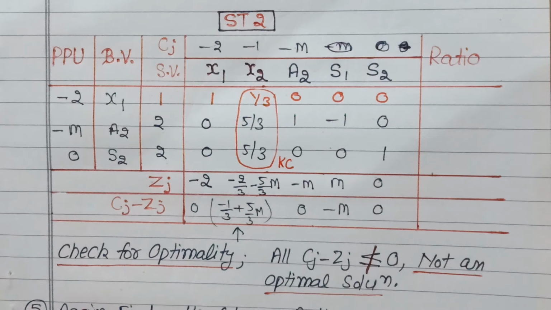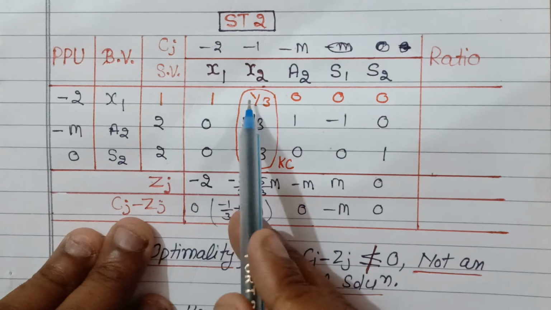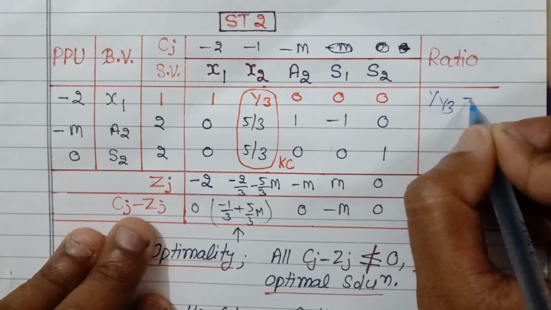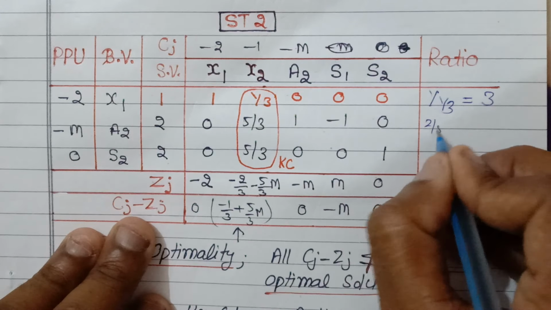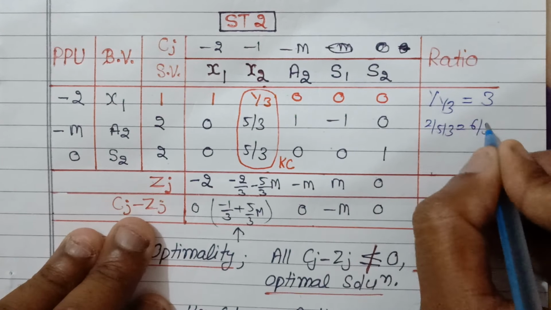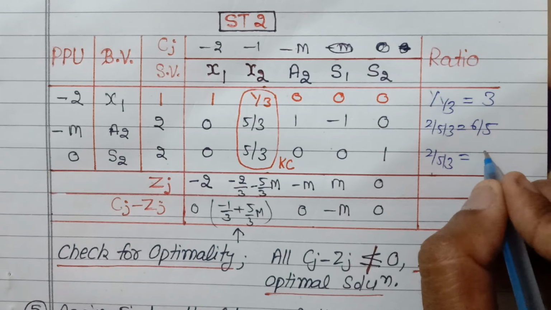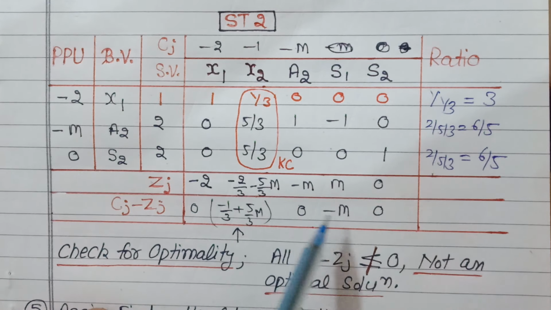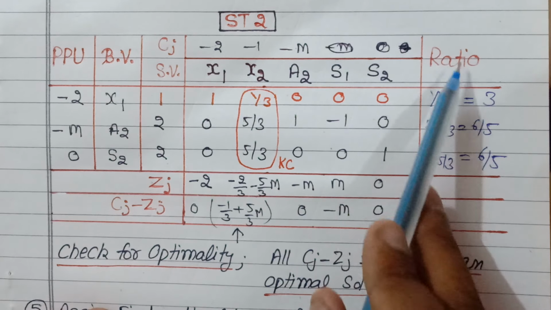Okay, now we will find the ratio, and for finding the ratio we have to divide this value by this. So 1 upon 1 by 3 comes out as 3. Then this will come out as 2 upon 5 by 3, which is 6 by 5. Then again 2 upon 5 by 3, this will come out to be 6 by 5. Now you have to choose the minimum values, as these two are the minimum values under the ratio.